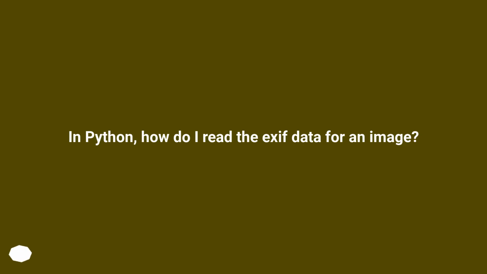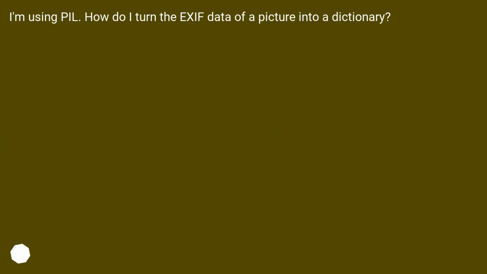In Python, how do I read the exif data for an image? I'm using PIL. How do I turn the exif data of a picture into a dictionary?